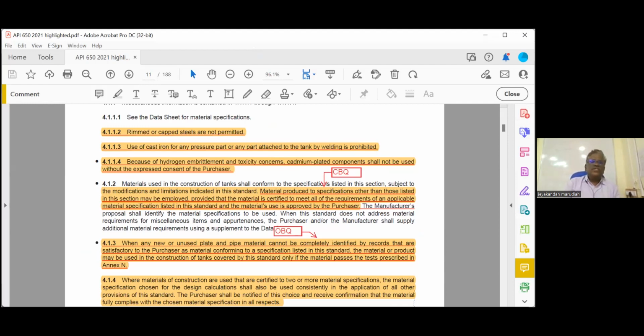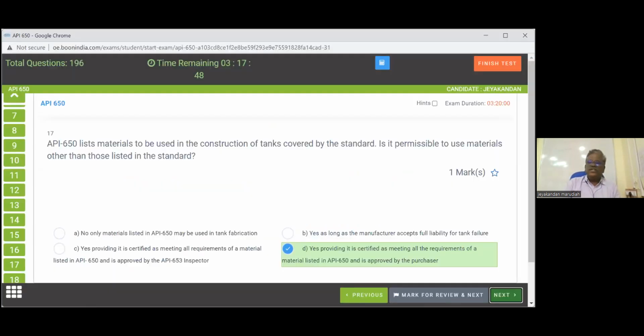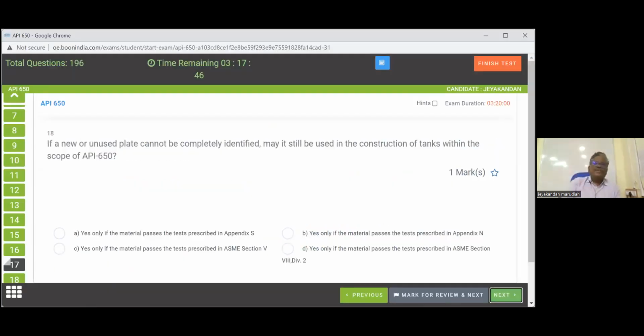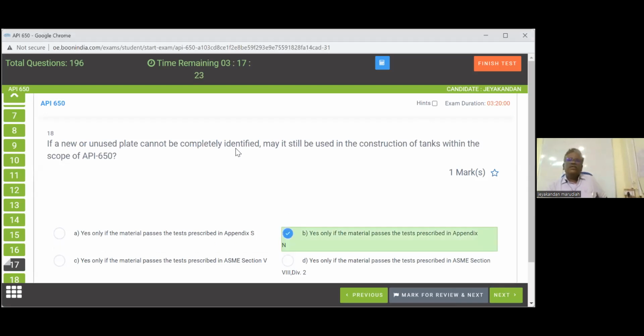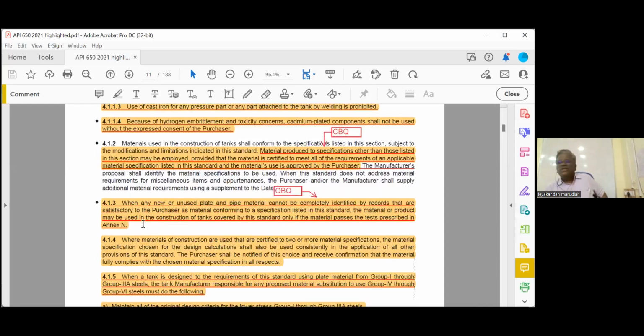So we'll go to the next question. After attending, you have to click next. Cannot be completely identical, may still be used in the construction of tanks. Just read the code book and answer me. Which one is the correct answer? If a new or unused plate... Annex N. We have to test as prescribed in Annex N. Where it is given: 4.1.3. Annex N, we have to follow this.